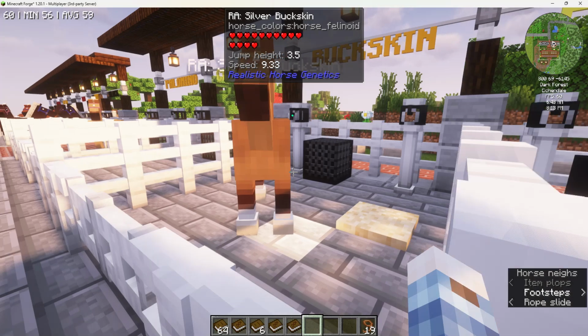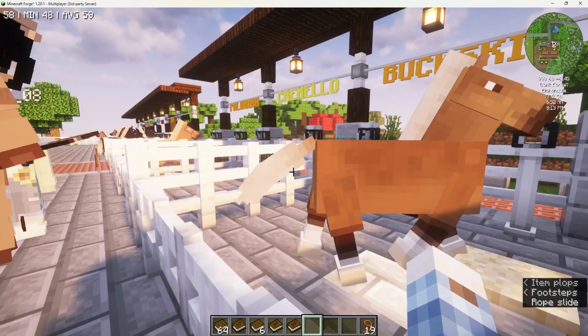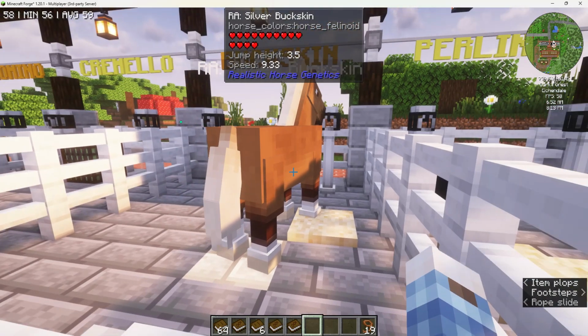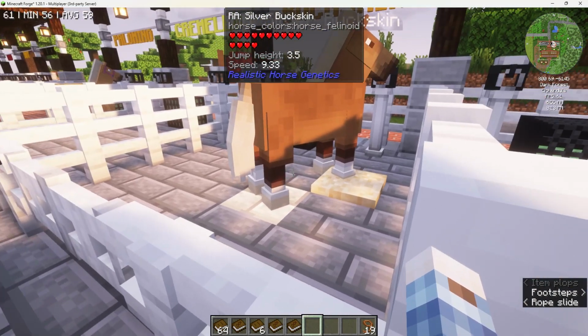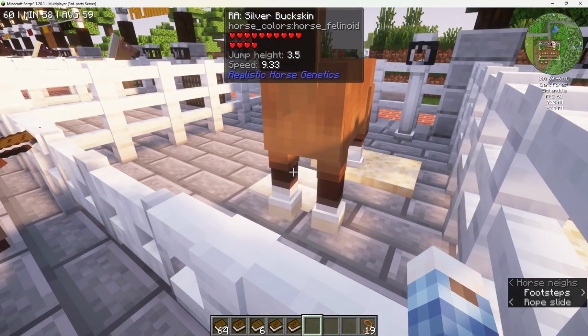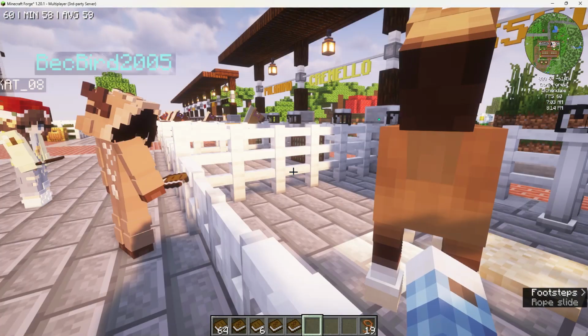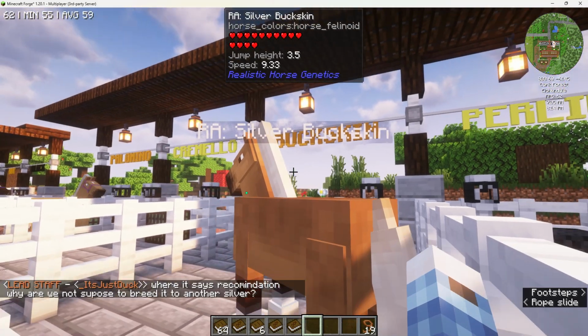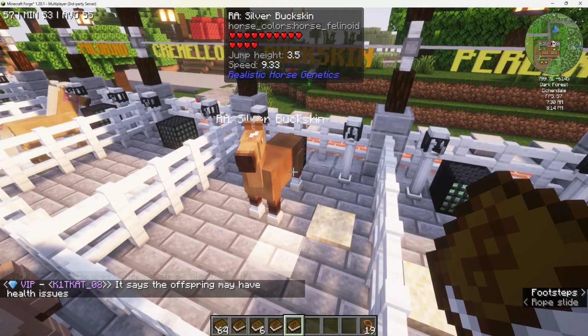This one could almost be passed off as a palomino because of the white mane and tail. So you have to kind of pay attention. You can see though the lower legs are still a little bit darker. They're not black, but they are darker than what you would see on a typical palomino. So this one gives you a silver buckskin.